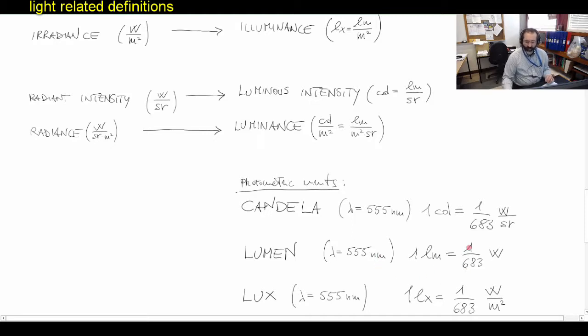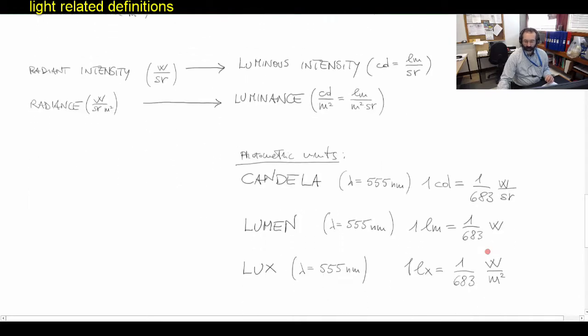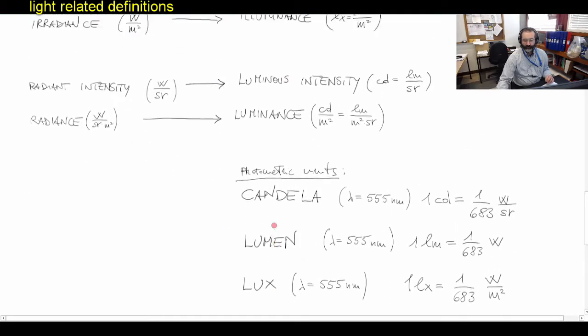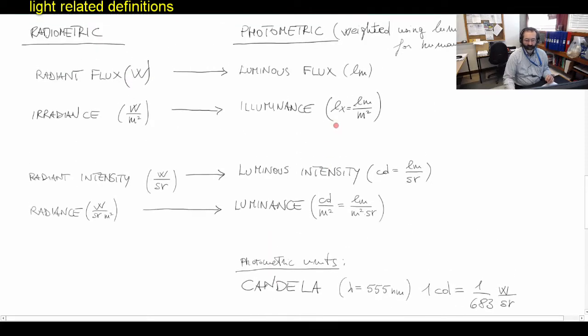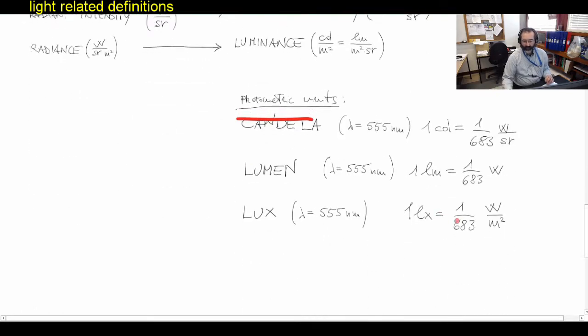So 1 lumen is equal to 1 over 683 watts, and finally the lux, which is the unit of illuminance, and the lux is 1 over 683 watts per square meter.